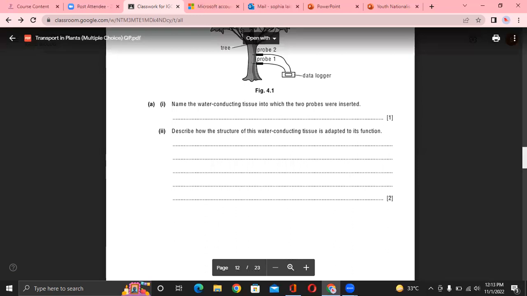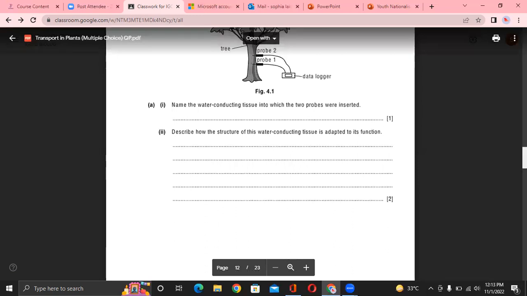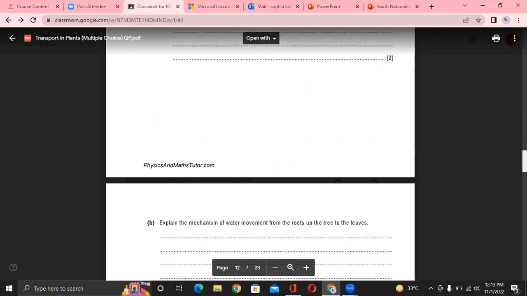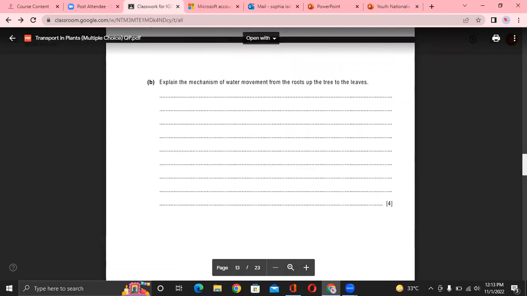Let's read the second part. The next part says: explain the mechanism of water movement from the roots up the tree to the leaves. So for this, I wrote this process mainly occurs due to the transpiration pull. The transpiration pull is a mechanism which utilizes the unequal pressure as a means to transport water from the absorbing roots all the way to the leaf and the stems through the xylem vessel.